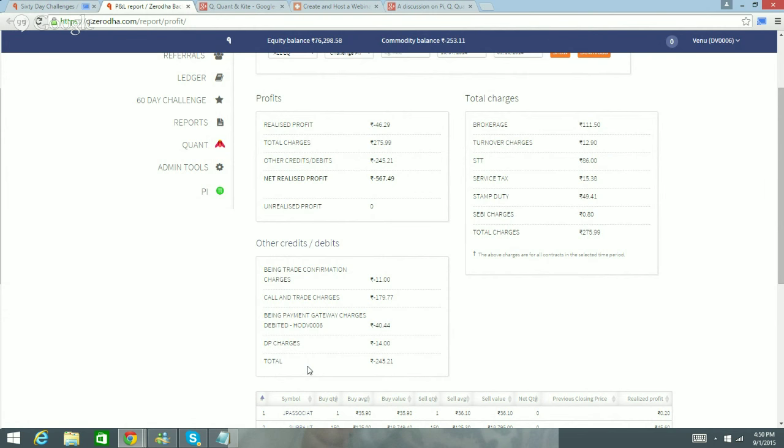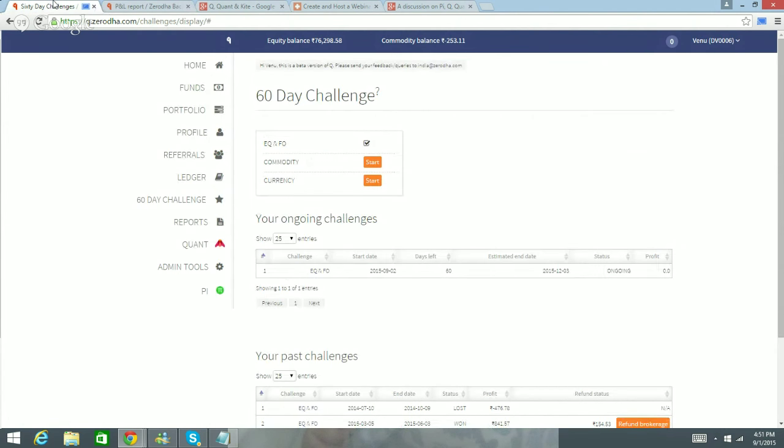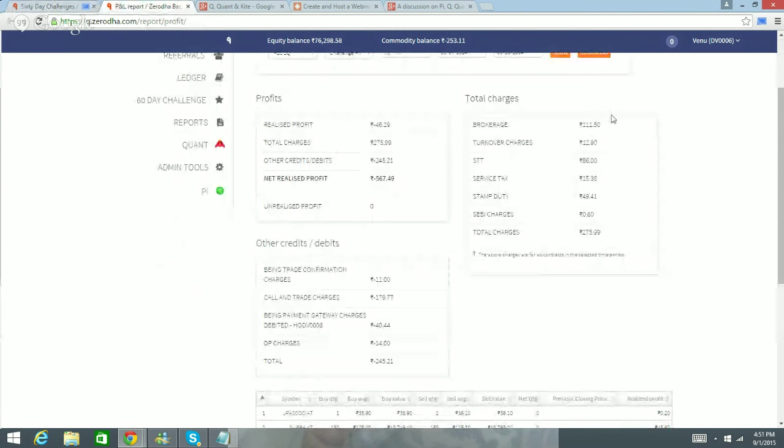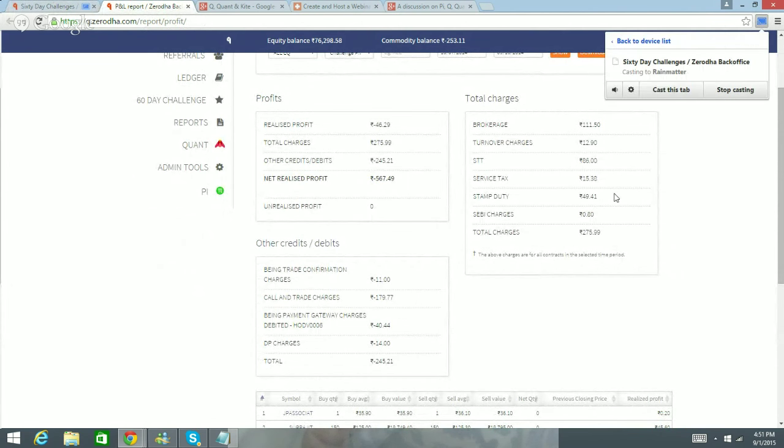I'm here. P&L is displaying, but there it is not displaying. Oh, it's displaying now? No, not this one. Report. When you're doing Chromecast, you basically have to cast it. Yes, you need to cast that tab.